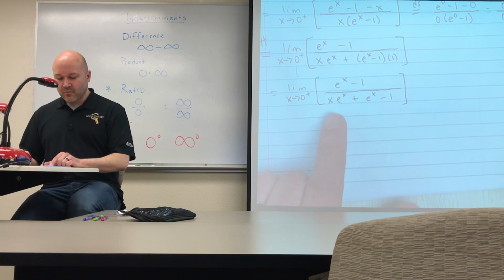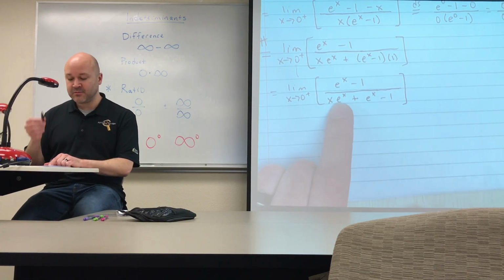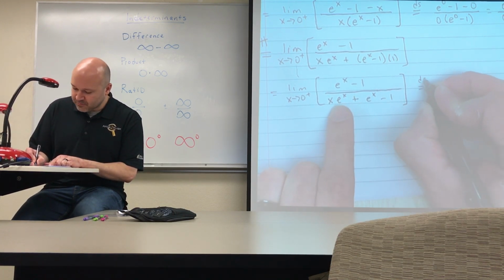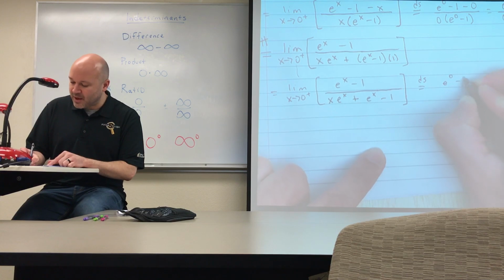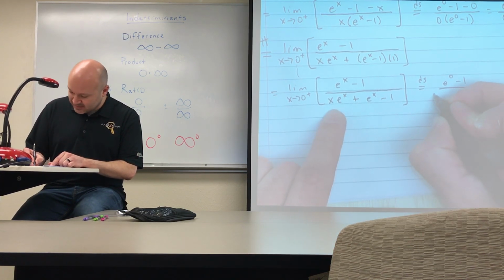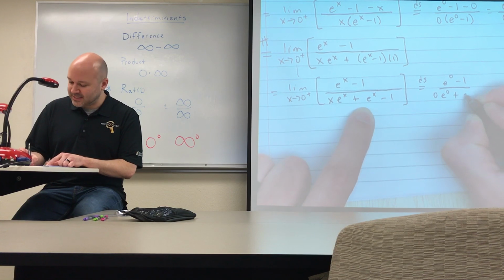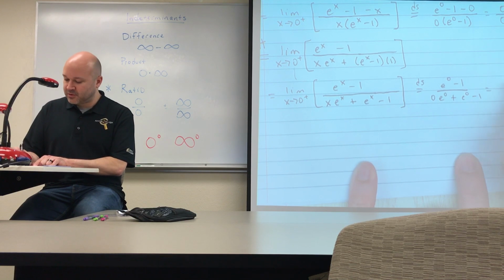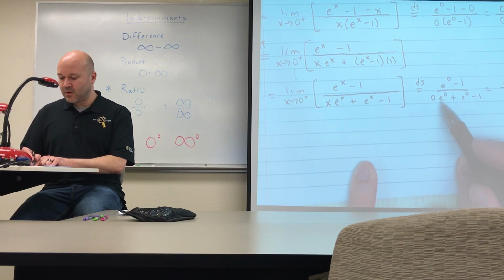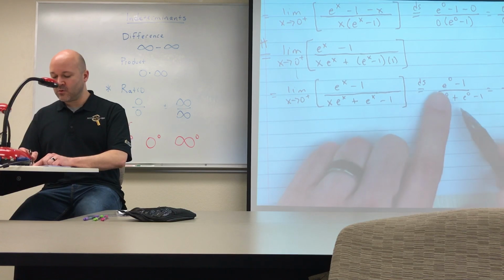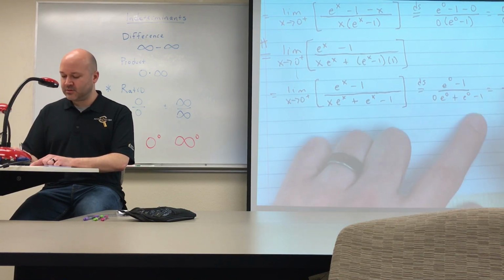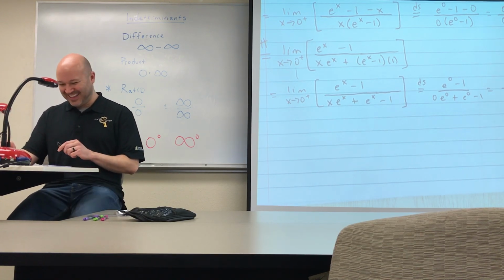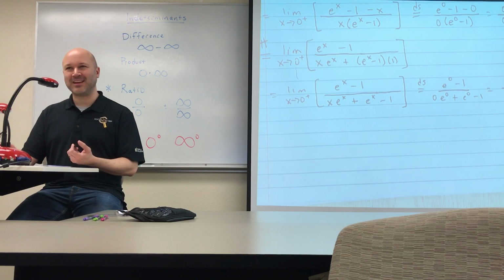Okay, so I'm now going to try direct substitution and hope this thing spits out a number. So I have e to the 0 minus 1 over 0 times e to the 0 plus e to the 0 minus 1. Up top I've got 1 minus 1 is 0. Down below, 1 times 0 is 0, plus 1 minus 1, oh my gosh, 0 over 0. Well, guess what? That is a ratio indeterminate.